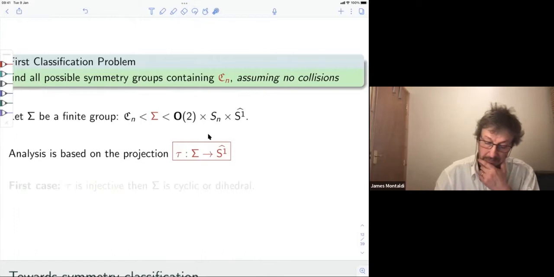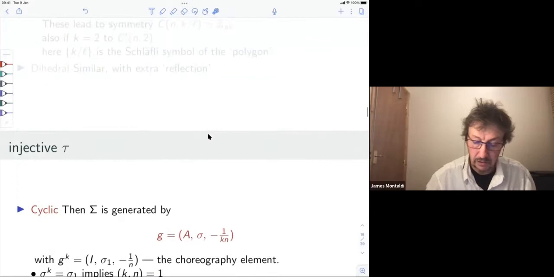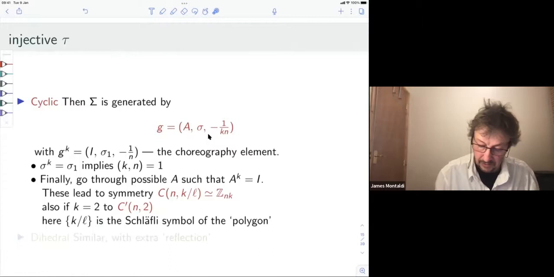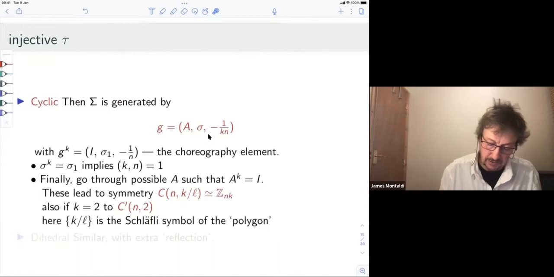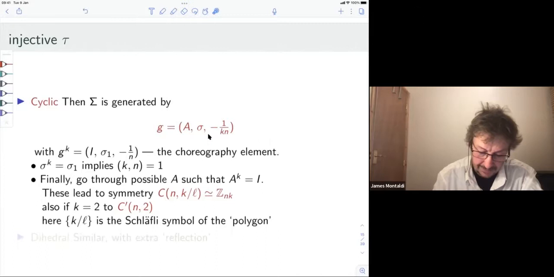And if it's not injective, yes, those are the details. I won't bother going through them, except to say that we have motion on polygons. So there's a rotational aspect to the symmetry, and polygons are classified by their Schläfli symbol. K slash L is the usual Schläfli symbol.